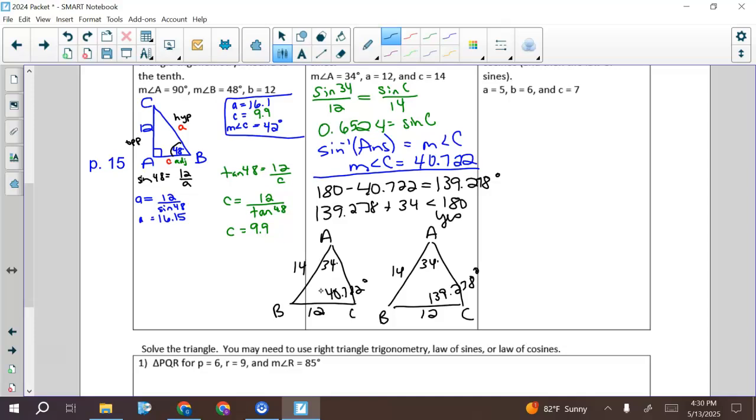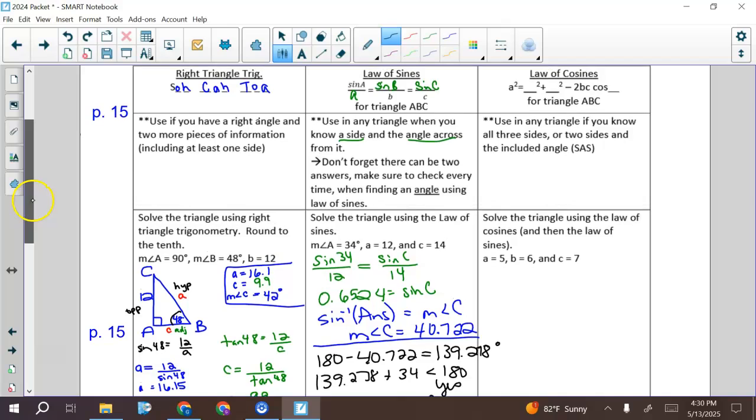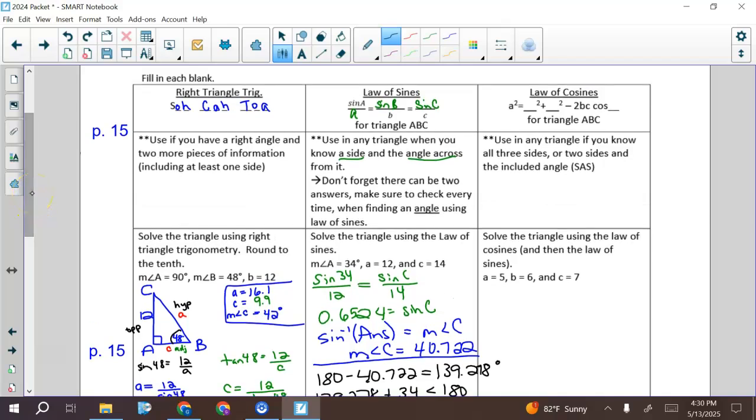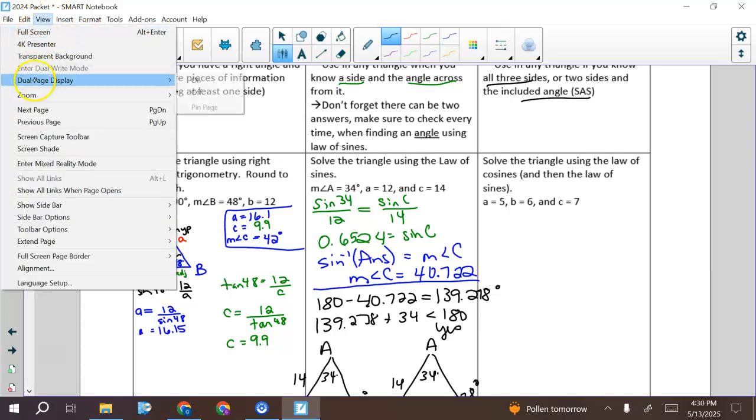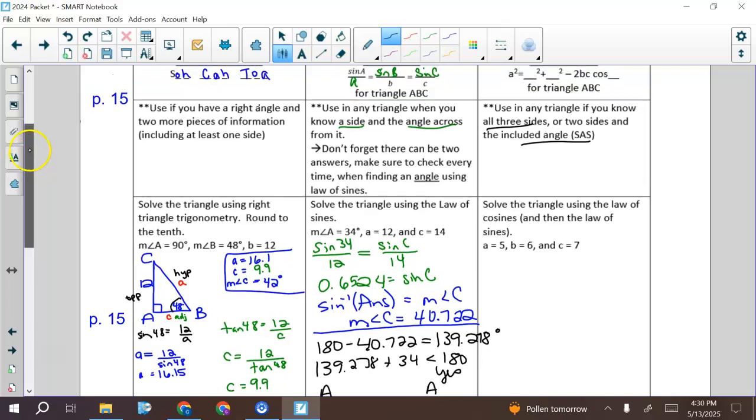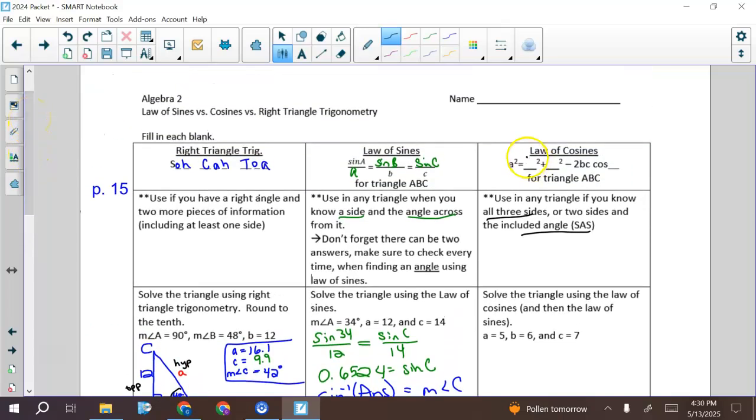All right, we're going to jump to the last problem. This one is using the law of cosines. We can use this on any triangle. It's usually used if you know all three sides or the included angle, like side-angle-side. For the example we're given here, it says solve the triangle using the law of cosines and then the law of sines. Let's fill in our law of cosines up there: a squared equals b squared plus c squared minus 2bc cosine A.